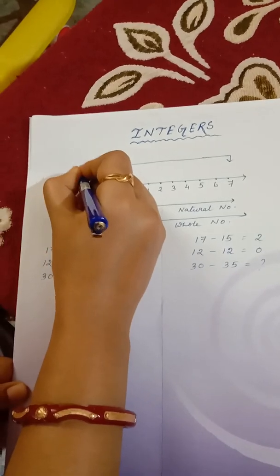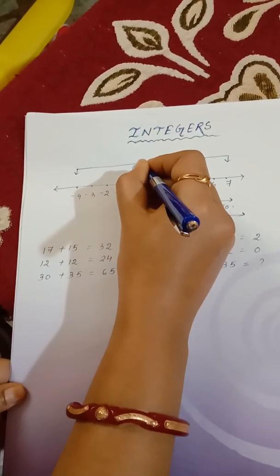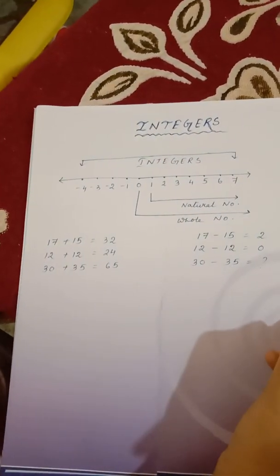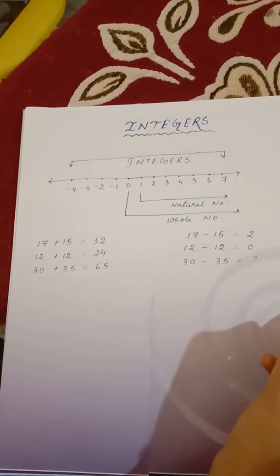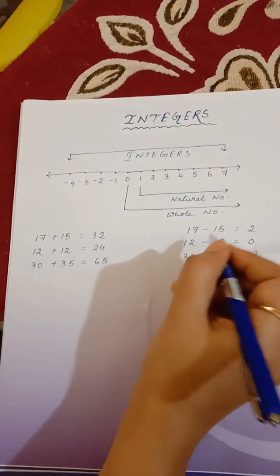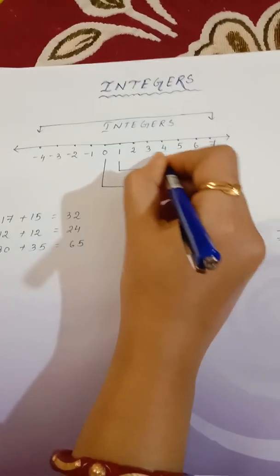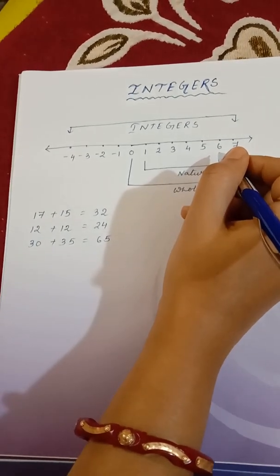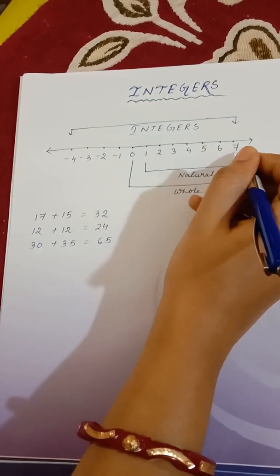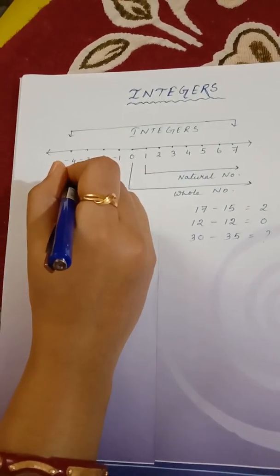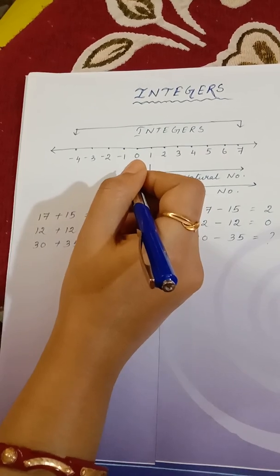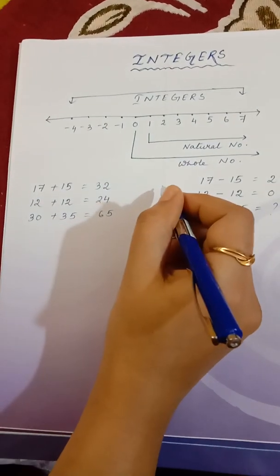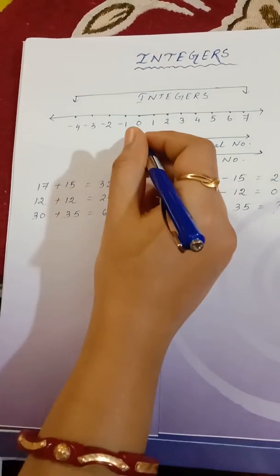So this full set is known as integers. Natural numbers, these 1, 2, 3, 4, 5, these all positive numbers are known as positive integers, that are mainly greater than 0, and the negative numbers which are less than 0 are known as negative integers. 0 is also an integer, neither positive nor negative.